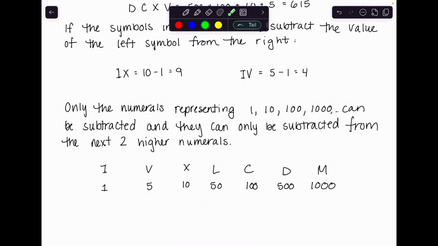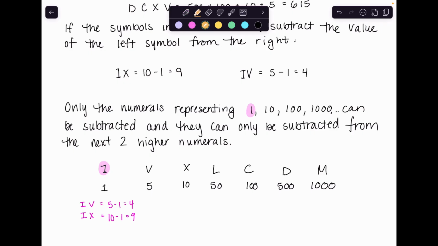Okay. So here, just to kind of show you, 1, which is I, can be subtracted from the next highest two. So what that means is I can write IV and I can write IX. IV is going to be 5 minus 1, which is 4. And IX is 10 minus 1, which is 9.